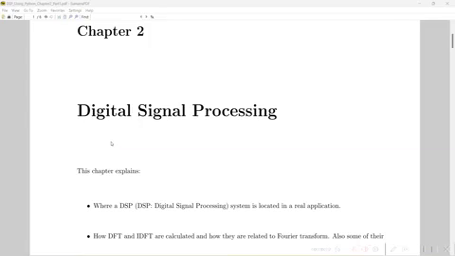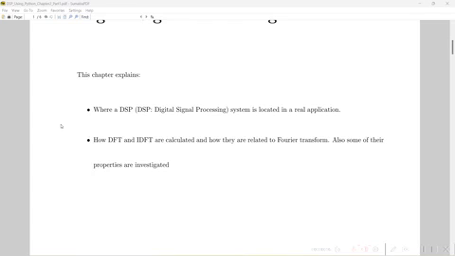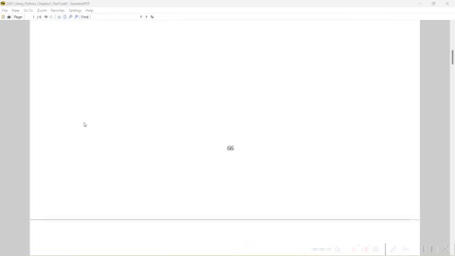Chapter 2: Digital Signal Processing. This chapter explains where a DSP system is located in a real application, how DFT and IDFT are computed, and how they are related to Fourier transform. Also, some of their properties are investigated.